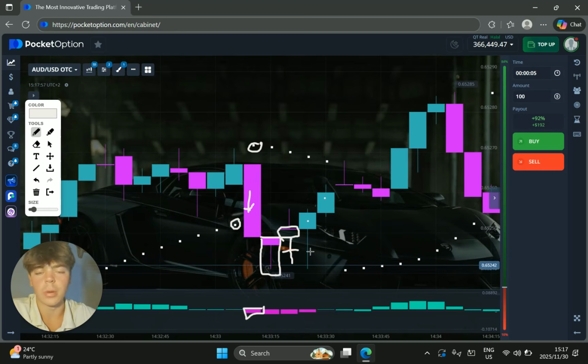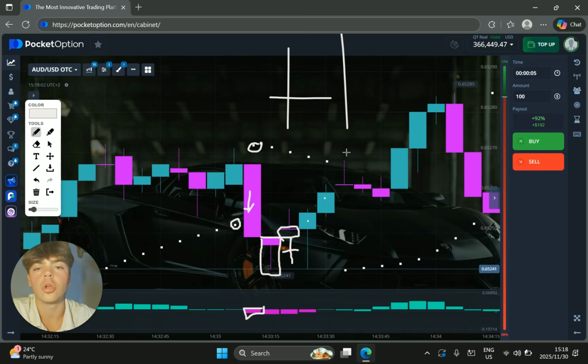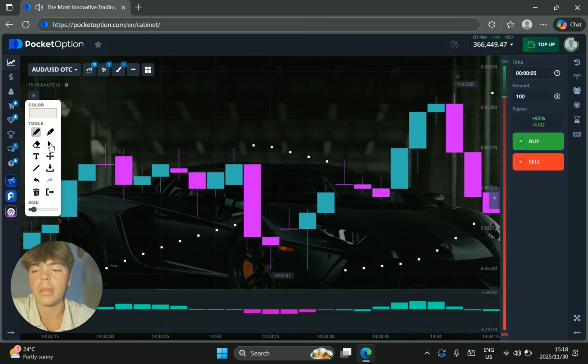So always remember the risk model. You have to go for +1. You can't go for more. You can't be greedy. And that is it, guys.